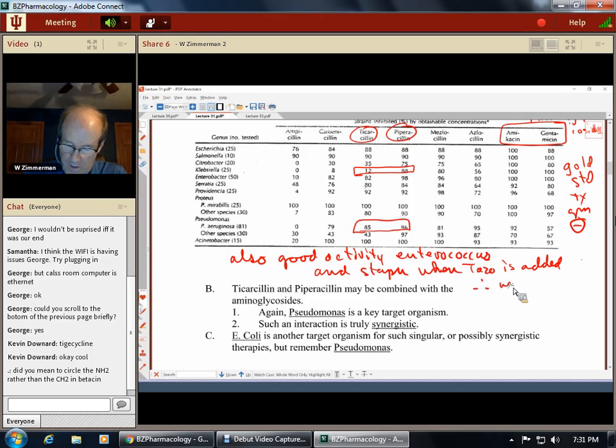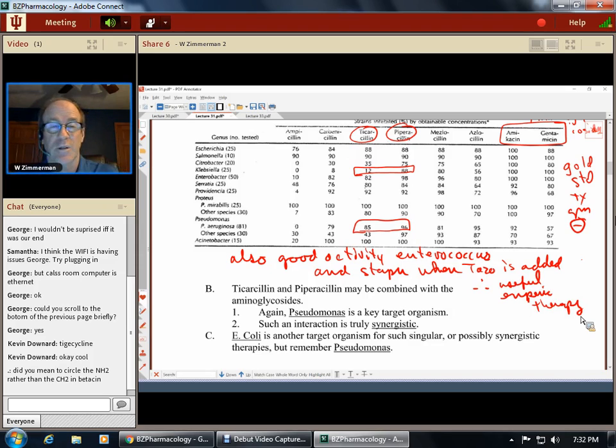Therefore, it's very useful for empiric therapy. You're waiting for the culture and sensitivities to come back. Hopefully, you took the cultures before you gave the antibiotic. But the blood was taken, or the urine was taken, whatever, and then the drugs were administered. And as I've noted down here, we do combine these drugs with aminoglycosides, and we get a nice synergism when we do that.